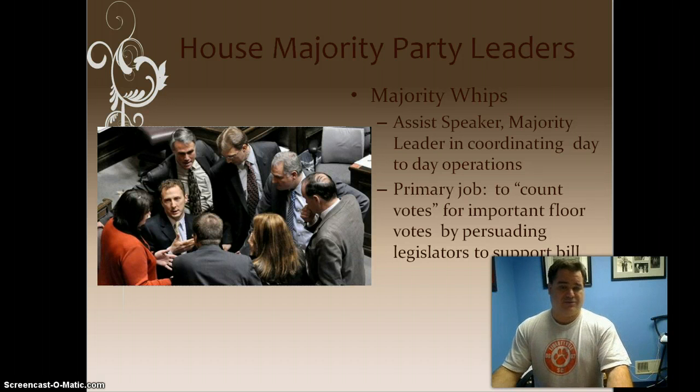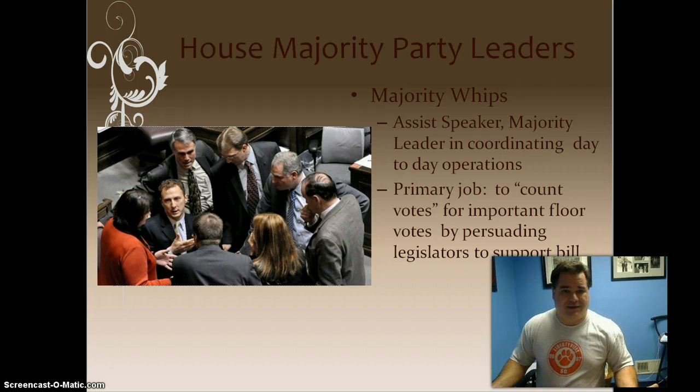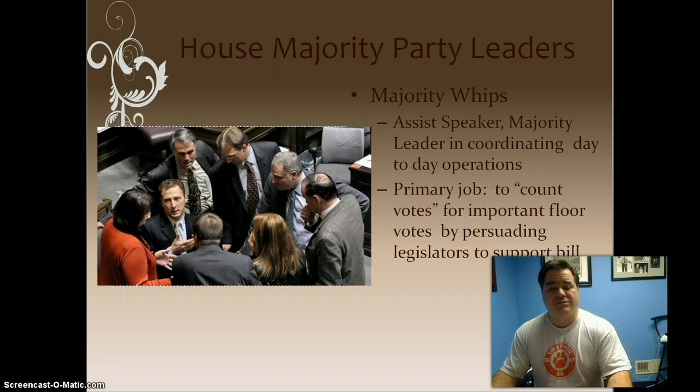Okay, because otherwise it's a great embarrassment if they can't garner enough votes and they're in the majority of the House of Representatives. It's a great embarrassment if they can't pull it off. Now, thus, there are whips. Okay, whips, majority whips, assist the Speaker and the Majority Leader in coordinating the day-to-day operation. They're kind of like assistants. And their primary job is to count votes.